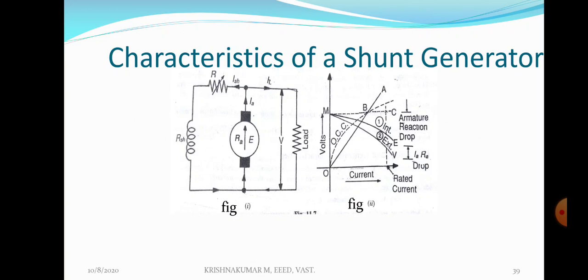How will we get this OM? First of all, draw the OCC, then draw the shunt field circuit resistance line. For drawing the resistance line, voltmeter readings and ammeter readings are necessary. Take the ammeter readings on the x-axis and the voltmeter readings on the y-axis. Thus we can draw the shunt field circuit resistance line. When the intersection of the OCC and this OA takes place at B, the voltage corresponding to point B is OM, which is the voltage developed for a particular shunt field circuit resistance. I think it is clear.